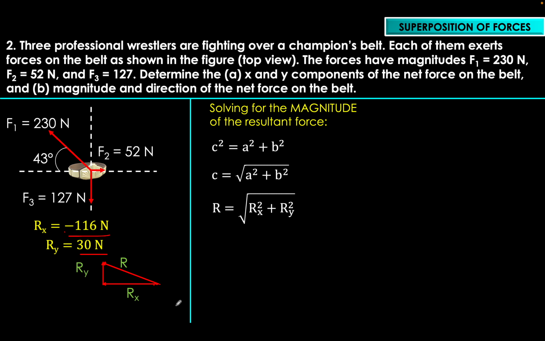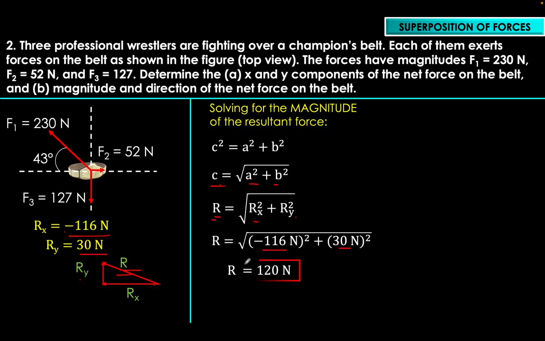And then you replace those trigonometric expressions with physics expressions. So c is the longest side, which is the r, or resultant vector we're looking for. And then a and b are the two other legs, so r sub y and r sub x. Next, we plug in the given. So r sub x is negative 116, r sub y is 30 newtons. And then if you solve for r using your calculator, you're supposed to get 120 newtons for the magnitude of the resultant force.